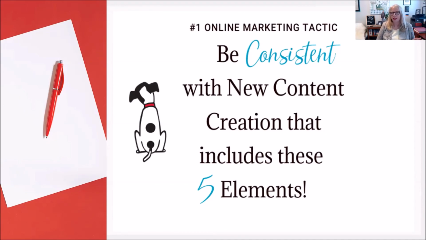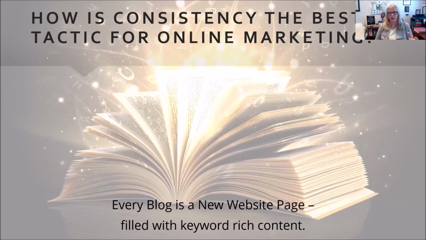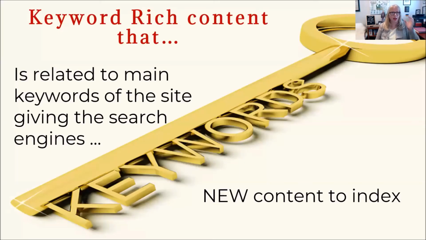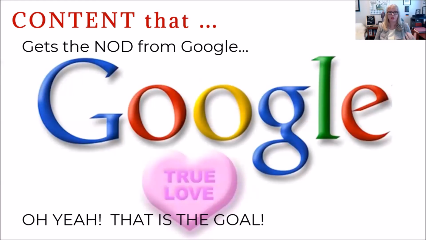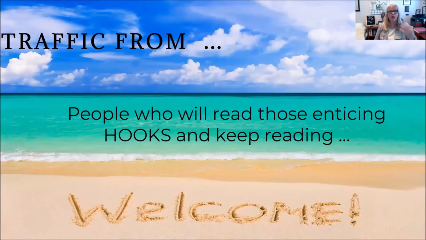So you just have to think about it in this way. When you're looking at how this works, every time you put new content on your blog or a podcast page, you've got a new website page filled with keyword-rich content, okay? That's the content related to the main keywords, so the search engines have something new to index, and they get that all-important nod from Google. And what happens there is they start matching it up to searches, or people start finding it online, and you get more traffic. When you get more traffic, they're going to be reading those hooks and titles and seeing what you have on there, and they're going to keep on reading.